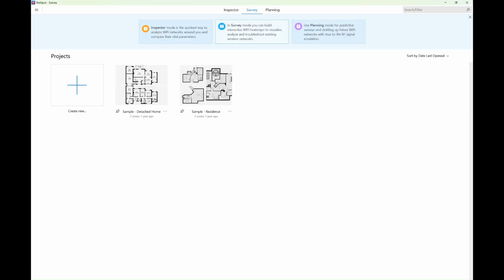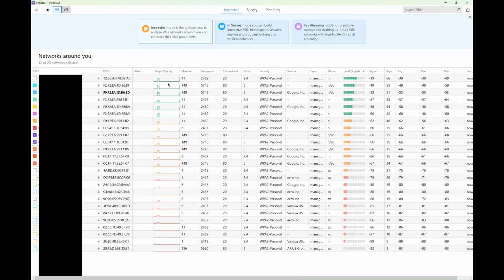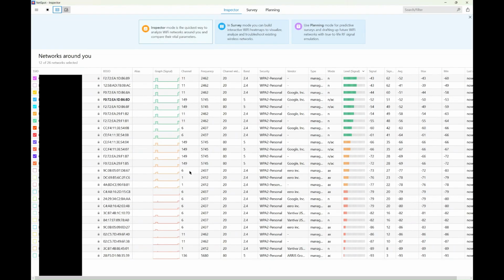So here's NetSpot. You do not need a license to actually run it, to do a sample of it, but you will not have access to all the features that it has if you were to pay for a license. But you can come up here to the Inspector tab, and it will show you all the wireless networks that are near you on the left here. It will show you also the graph of the signal over time and what channel those networks are on. It will also show the frequency, the channel width, the band, as well as the security protocol that's being used, who is the vendor, etc.